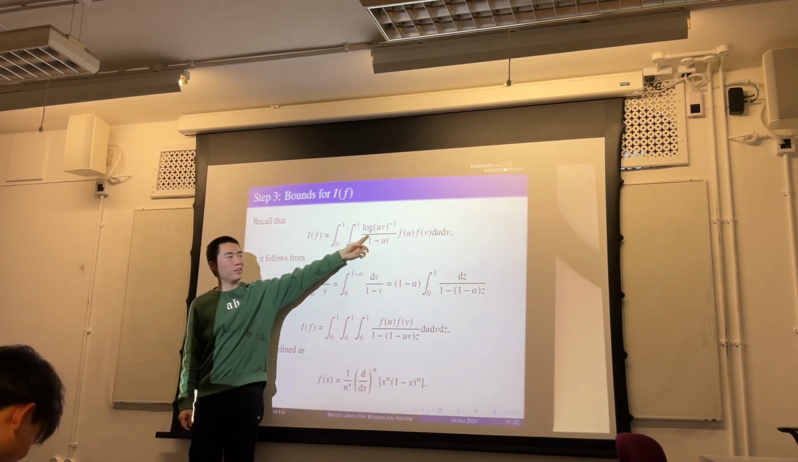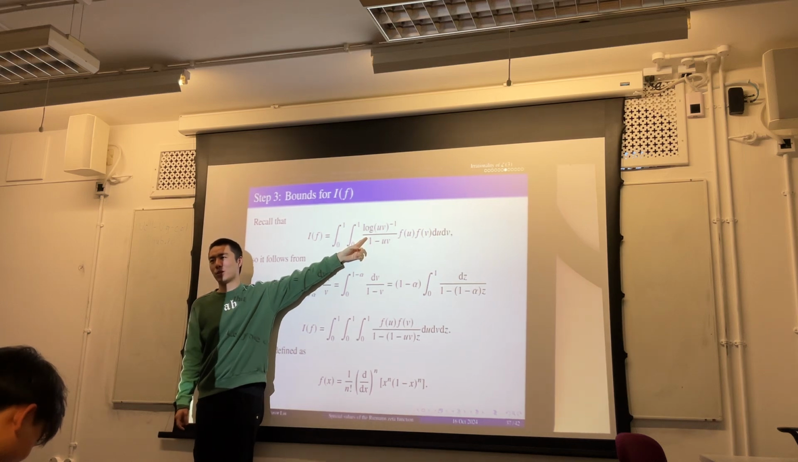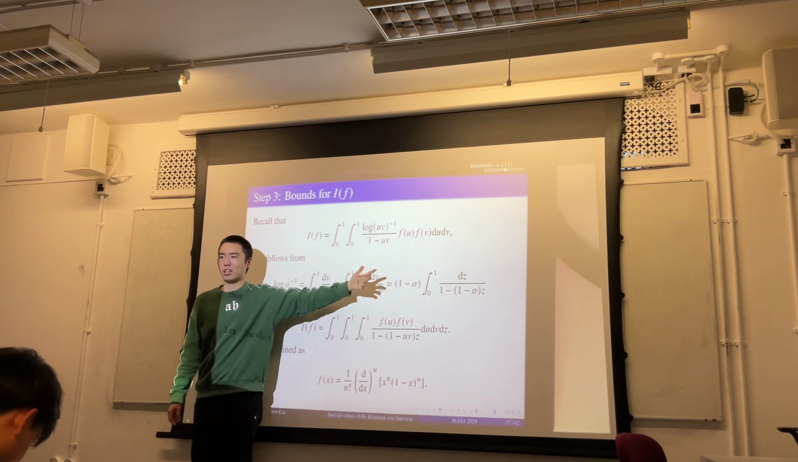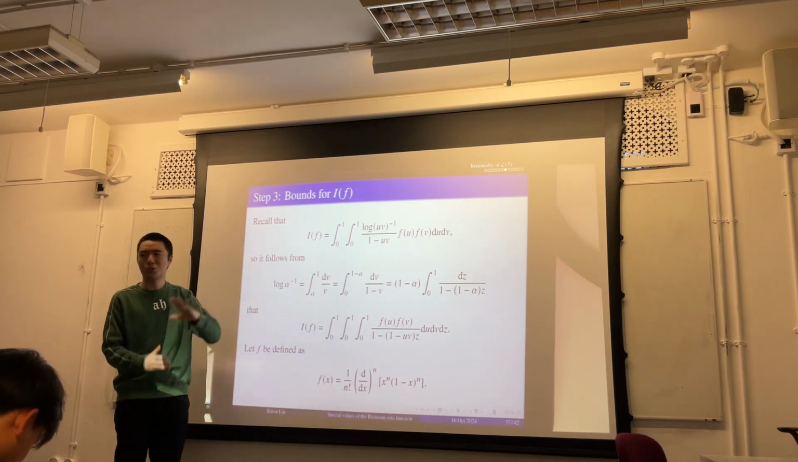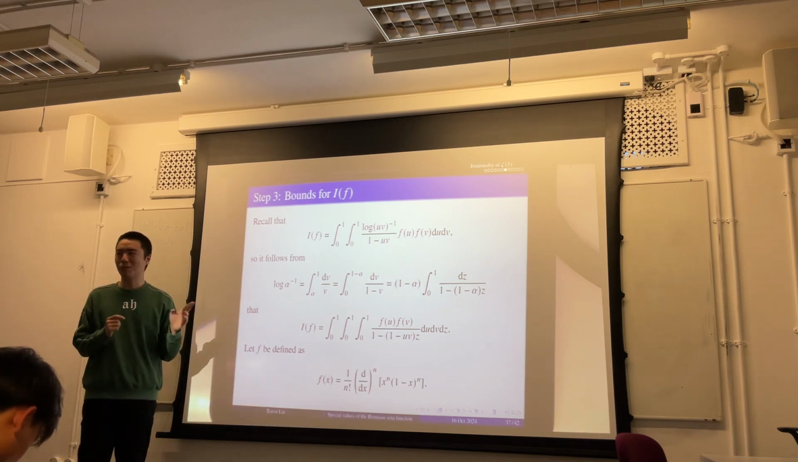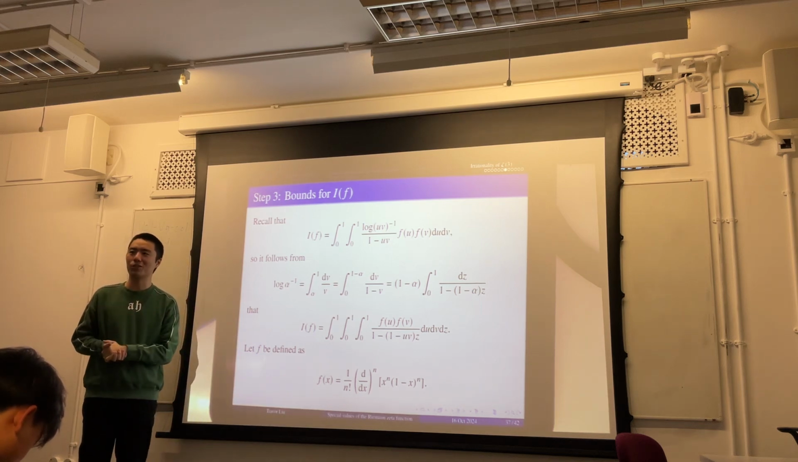But it's not that convenient to treat this logarithm term. It's because you have some convergence issue near the boundary. Like log of 0, it's undefined. So to solve this question, we want to convert this double integral into a triple integral.